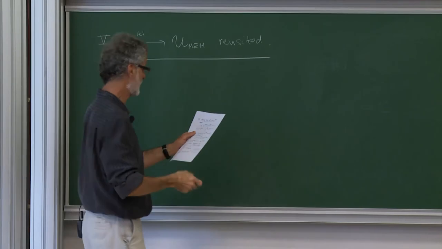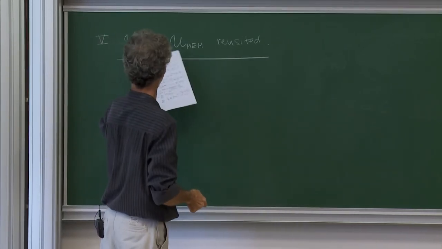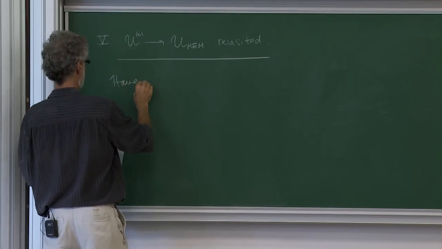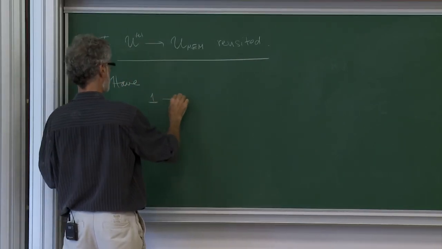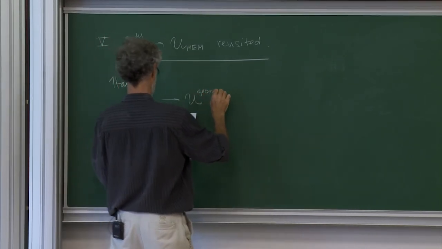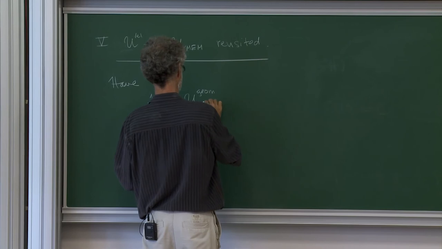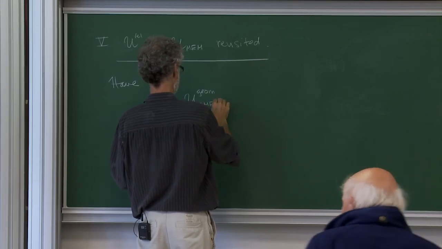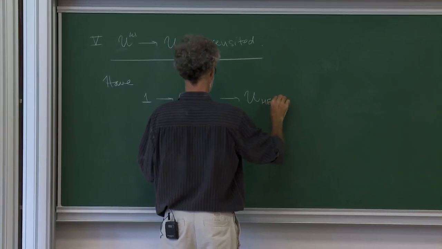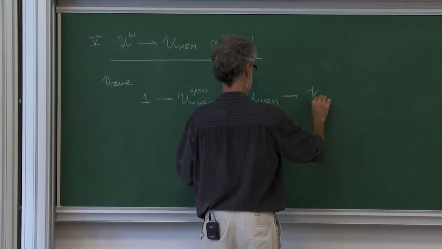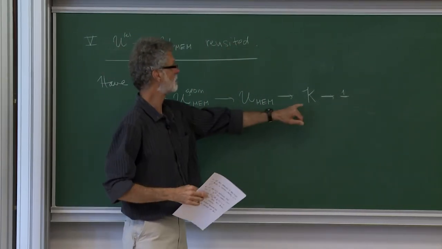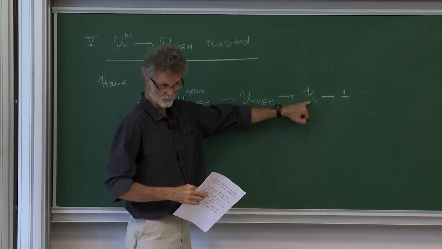So we know, what do we know? So we have an exact sequence. So this is the unipotent part of pi 1 of MTM.